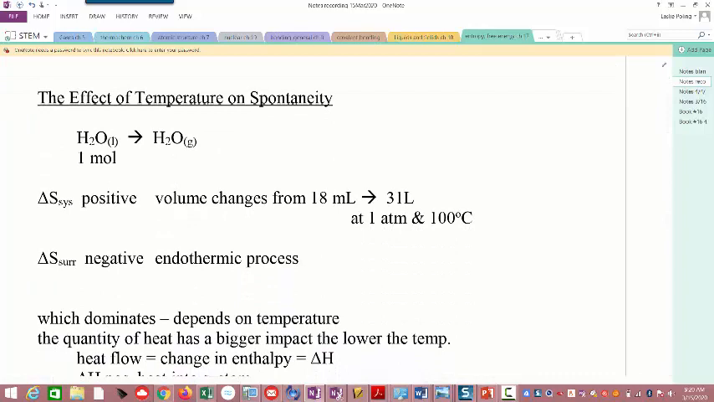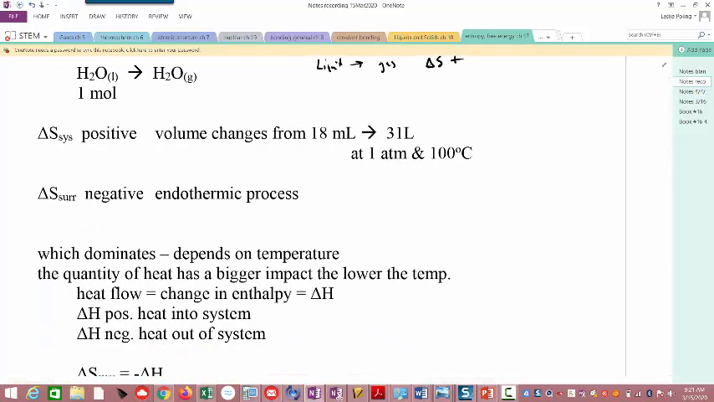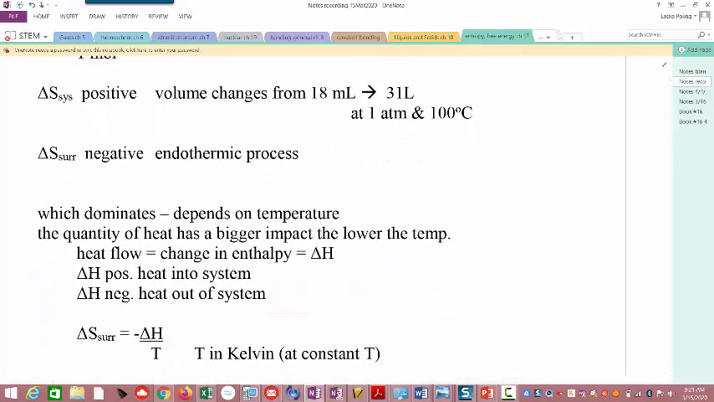And temperature affects spontaneity. So if we look at this one, liquid water going to gaseous water, well, we know that going from liquid to gas, we're going to have an increase in entropy. So the delta S of our system is positive. We increase our volume because 1 mole of liquid water takes up much less volume than 1 mole of gaseous water. So if the system is positive, then the surroundings are negative.